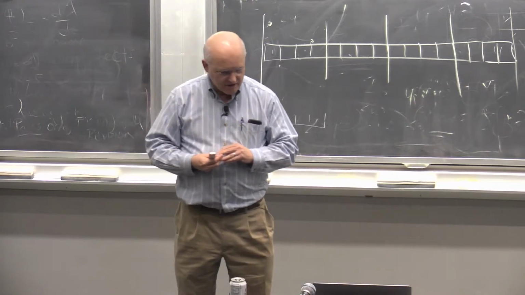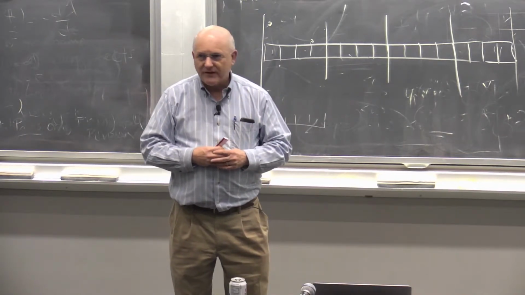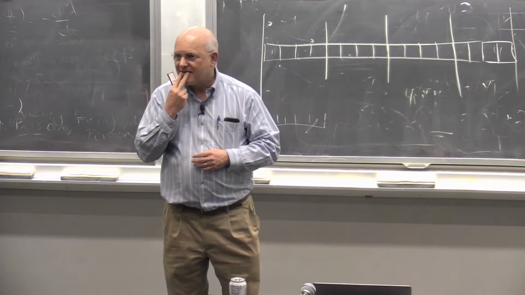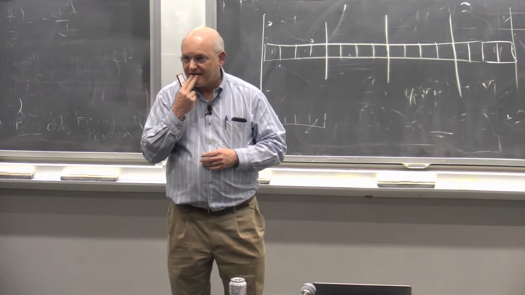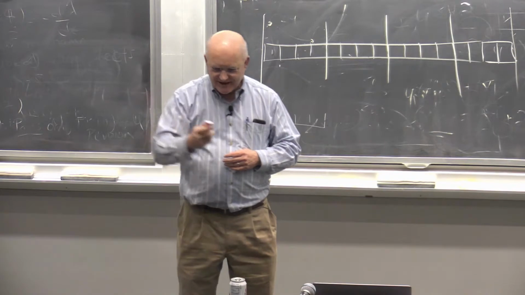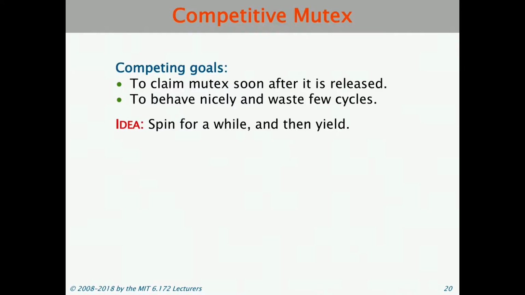Okay, so what's the strategy here? What can I do? Yeah? Maybe we could spin for a little bit and then yield. Hey, what a good idea. Okay, spin for a while and then yield. So the idea being, if the lock is released soon, then I will be able to grab it immediately because I'm spinning. If it takes a long time for the lock to be released, well, I will yield eventually.